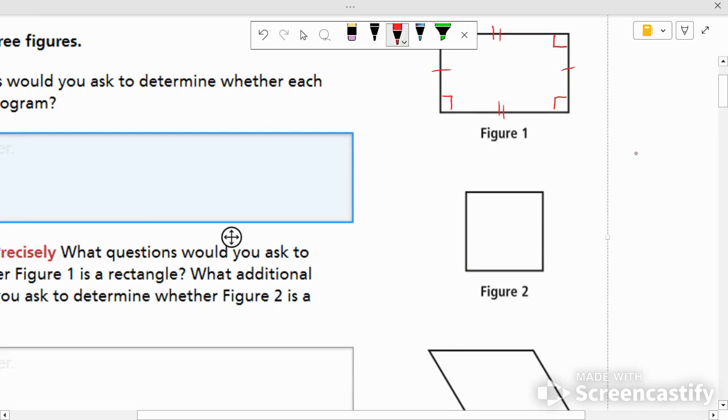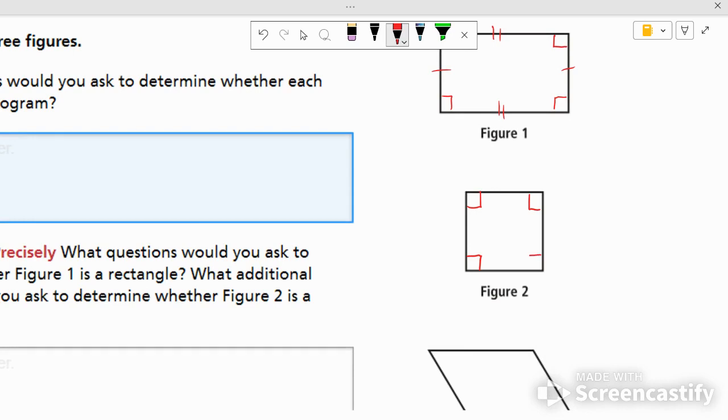To be a square, it has to have four right angles and what else? Besides, what's the property of a square? All the sides are equal. So it looks like a rectangle. The only difference is it has to have all four sides congruent. So every square is a rectangle, but not every rectangle is a square. A square has to be a rectangle, but not every rectangle has to be a square.